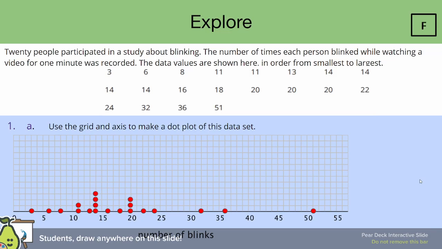So at this time, we can see that we have 20 data points on our dot plot. And we have 20 data points in our story. So everything is going great. So with that said, let's move on to the next slide.